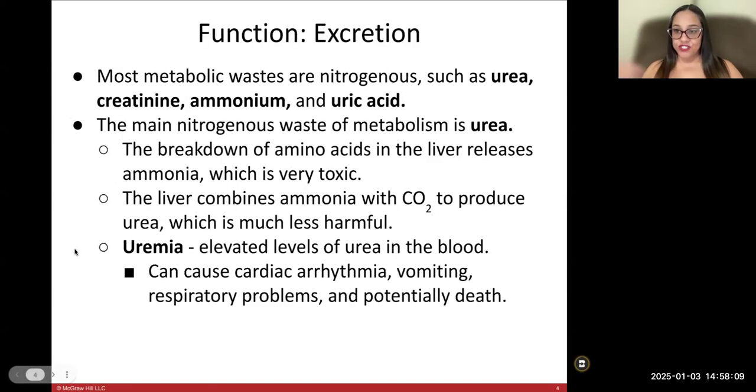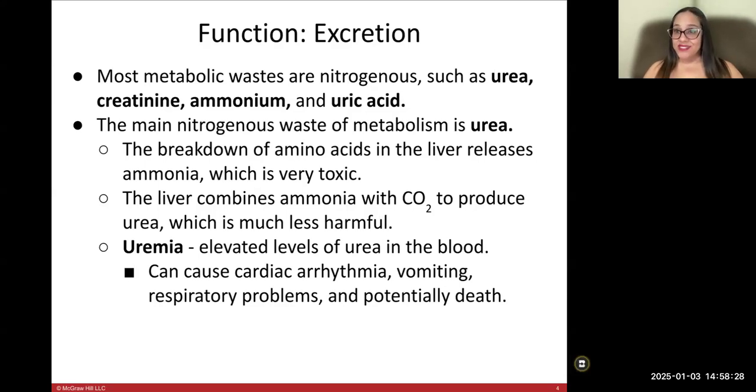So we're going to go over some general functions, and then later in the chapter, we'll go over them in a little bit more detail. But excretion is the first one. Most metabolic wastes are nitrogenous, which just means they're made of nitrogen. Urea, creatinine, ammonium, and uric acid are examples. The main nitrogenous waste of metabolism is urea.